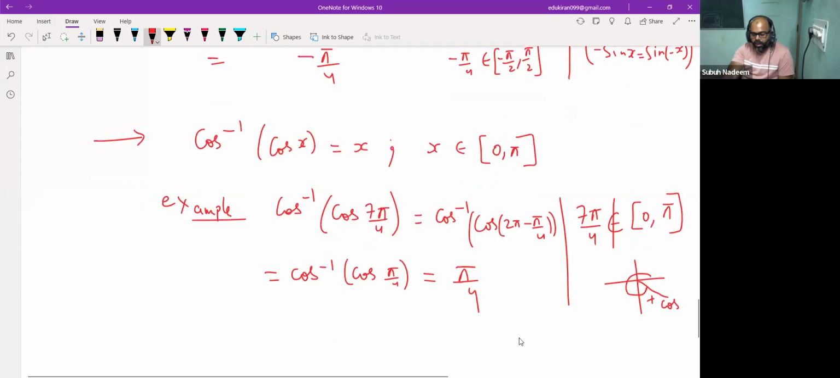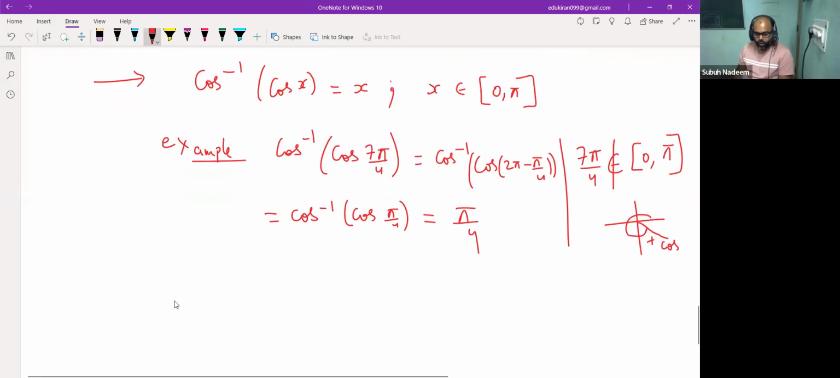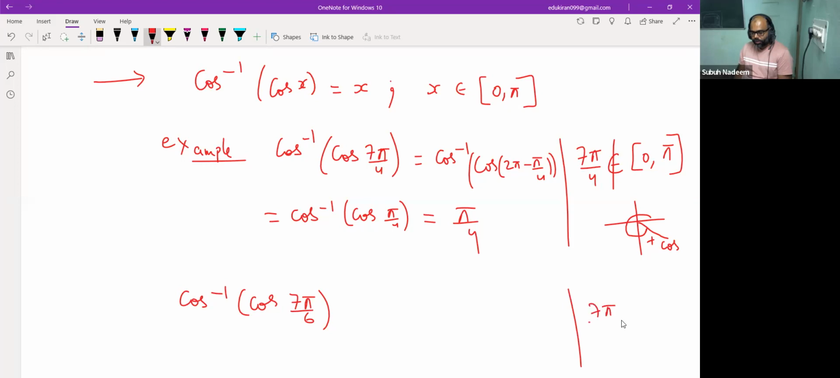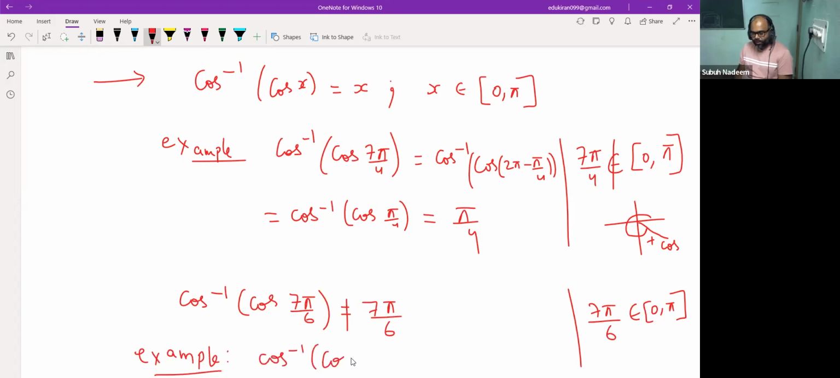Fine. Take one more example, cos inverse of cos 7 pi by 6, let us suppose. 7 pi by 6 is greater than pi, so it does not belong to 0 comma pi. You cannot write it as 7 pi by 6. So what you will do, just try this out. First write what I have written above. Then try this, cos inverse of cos 7 pi by 6, preferably by property method.